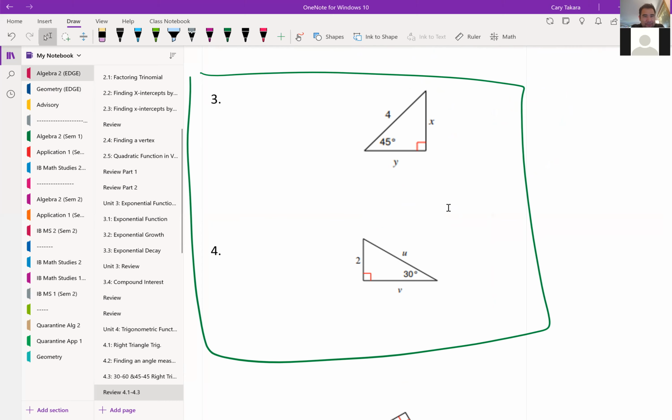Now, the other thing that we've done, which was covered yesterday, was the 45-45 triangle and then the 30-60 triangle. We can do all the combinations of it, but let's do a couple of problems, number 3 and number 4.